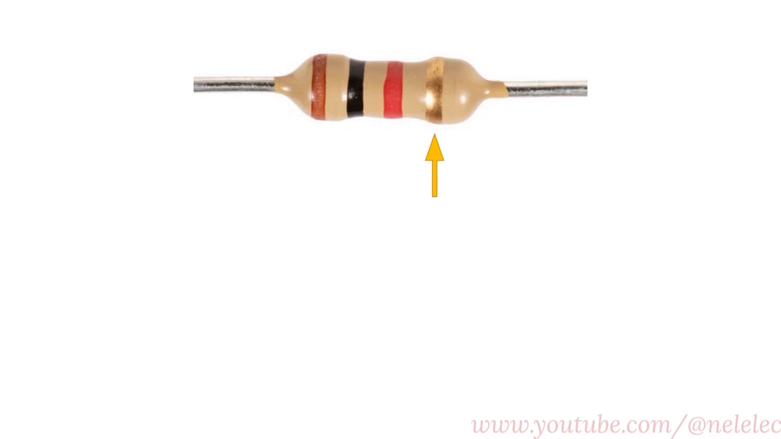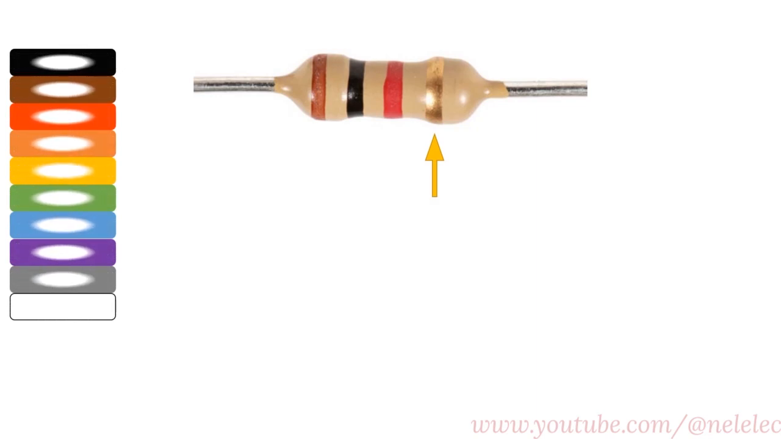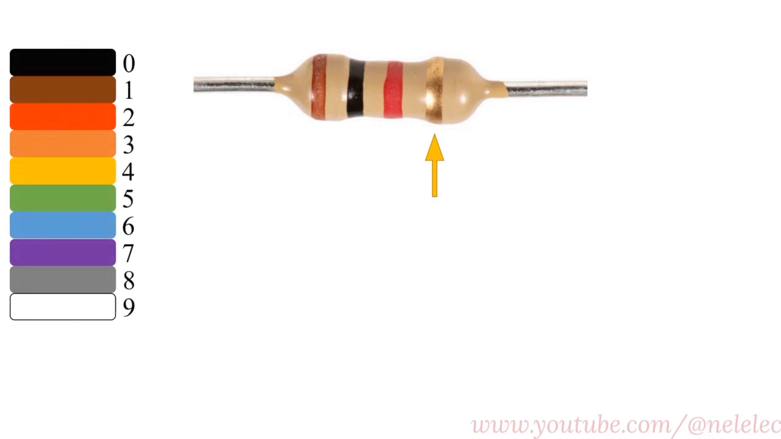There are several color codes that are numbered from 0 to 9. Black, brown, red, orange, yellow, green, blue, purple, gray, white. These colors are respectively associated with the codes 0 to 9. In other words, the color black corresponds to the code 0, brown to 1, red to 2, orange to 3, yellow to 4, green to 5, blue to 6, purple to 7, gray to 8, and white to 9.